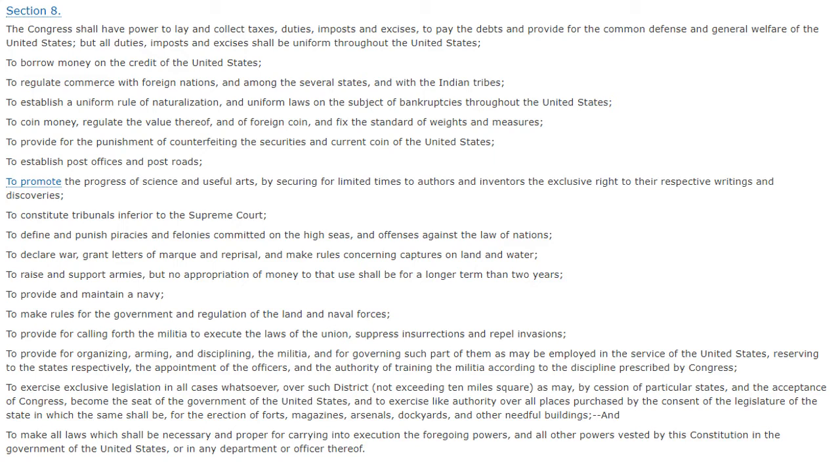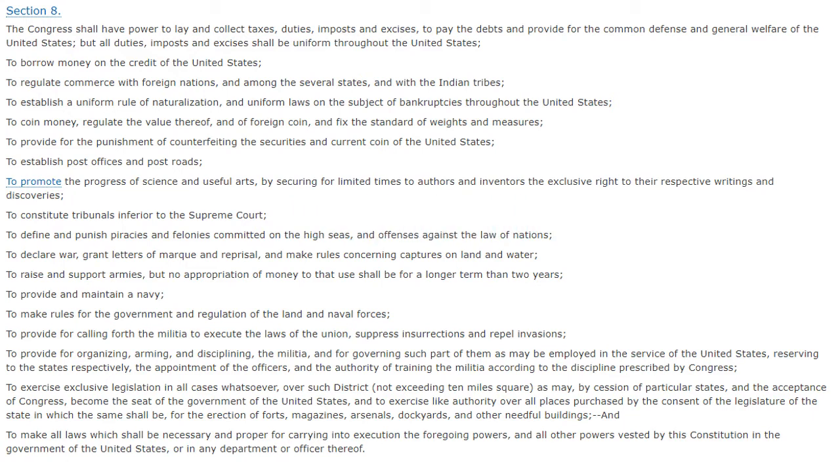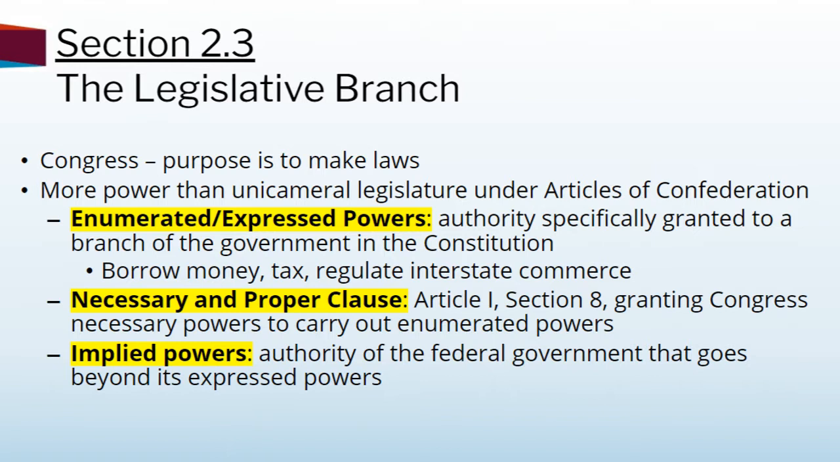And you'll see it starts out by saying the Congress shall have the power to, and then it lists all of its powers. Things like borrowing money, regulating interstate commerce, taxes. Oh yeah, hey, that's a new one. I'll let you take a closer look at all of the powers that are given to Congress. In this Section 8, these are where we find enumerated or expressed powers. That means these powers are actually specifically written in the Constitution as powers that Congress has. Enumerated express powers are authorities specifically granted to a branch of government in the Constitution. So this is where we find the legislative branch's enumerated powers. It means I can literally see it written there.